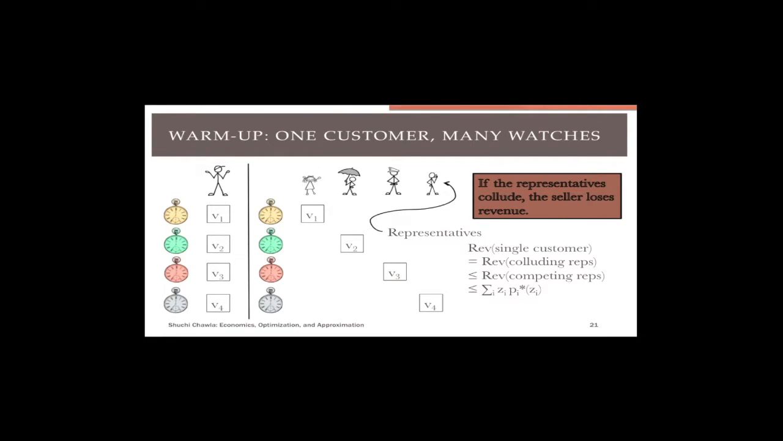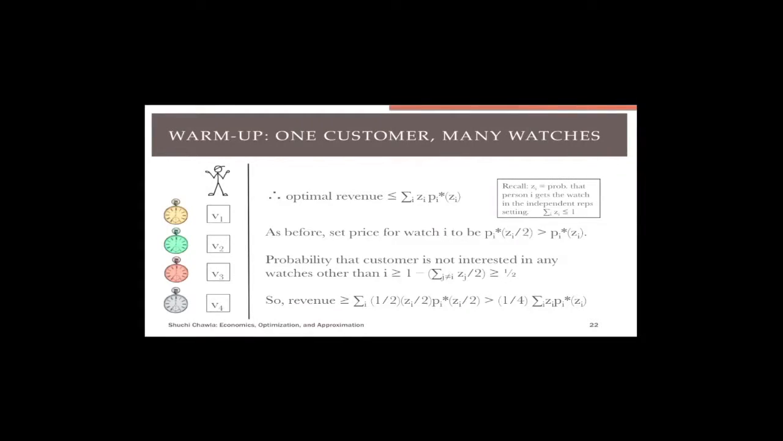And for the four different consumers competing against each other, we already know how to bound the revenue that the seller gets from them, okay? So we can basically use the same bound here, and the same approach here for setting prices on the watches. So before, we set prices on the watches and we let the first consumer that wanted the watch leave with the watch.